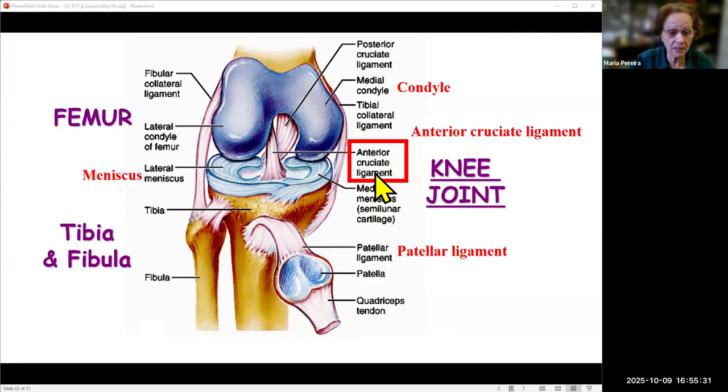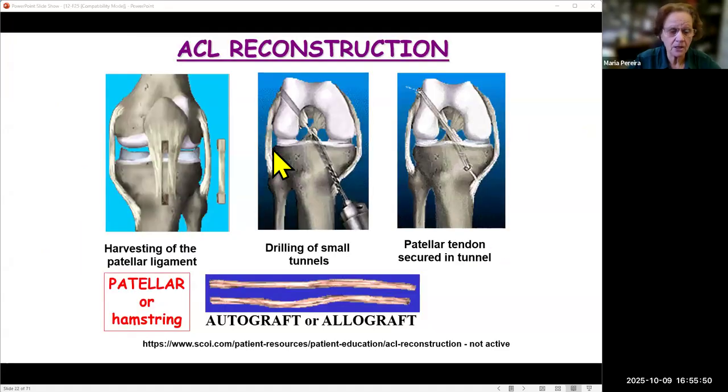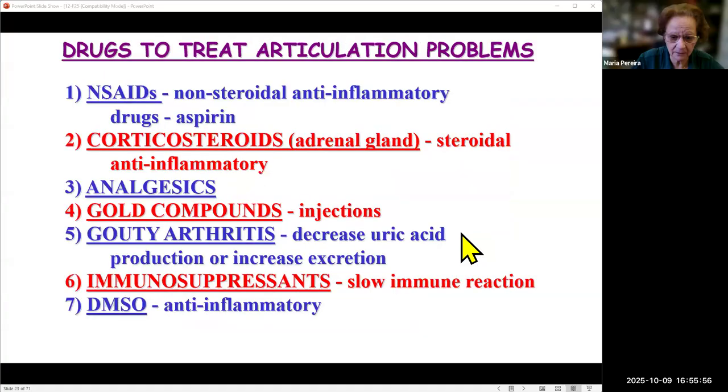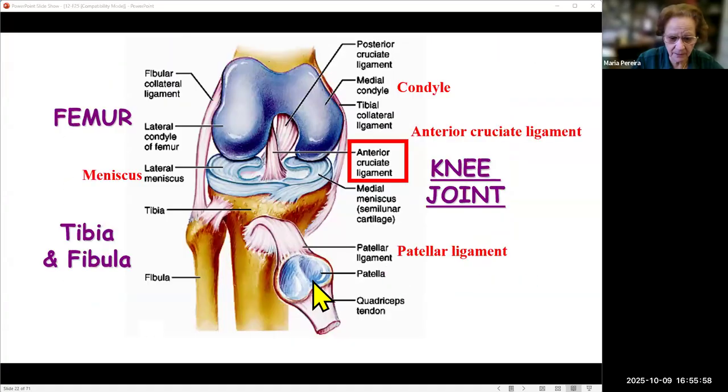And this occurs in men and women that are athletes. The ligament will not grow back. So what can you do? You have to go and get a ligament from somewhere else and replace it. There's no growing back, you need to replace. So where are you going to get the ligament? Many times you take it from the patellar ligament. You see here the patella and the patellar ligament.